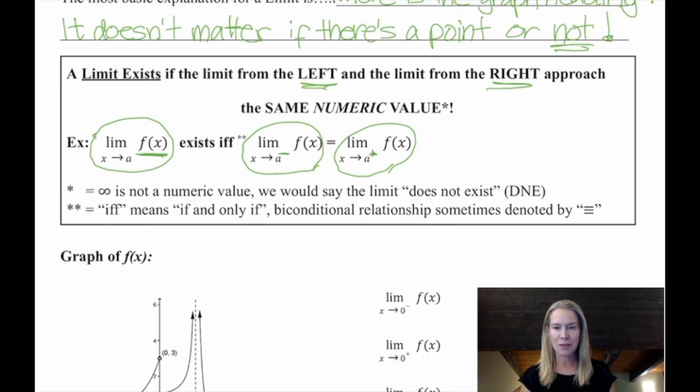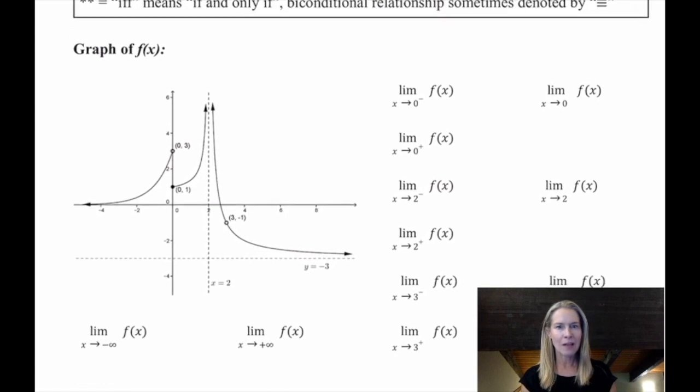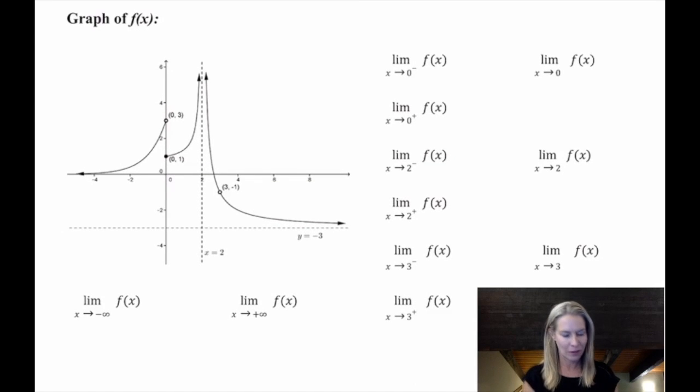So again, a two-sided limit exists if and only if the left-hand and the right-hand sides are equal. And in order to be equal, they have to exist, which means they are equal to a numeric value, meaning not infinity. So let's take a look at this graph. It's got all kinds of different fun things going on here.